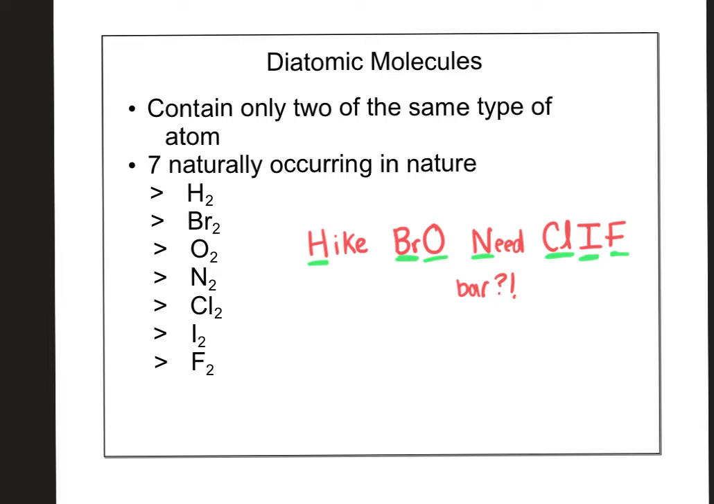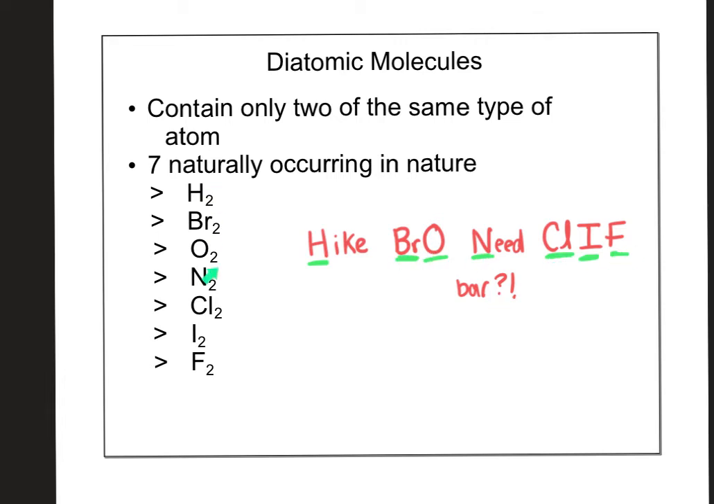Well, I guess I could say I'm going to go for a hike. I need to climb a cliff, right? Hike bro, need cliff to climb. But I'm not really the type of person who's going to climb a cliff. I'm the type of person, if I'm going for a hike, I'm going to take a peanut butter Cliff Bar. So that's how I remember it. Hike bro, need Cliff Bar.